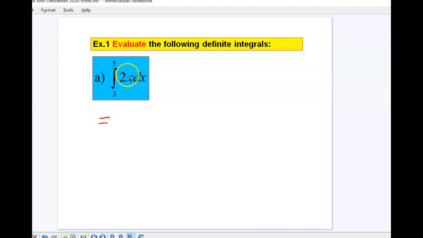So the first thing I want to do is find the integral of 2x. So basically, what function, when I take the derivative, do I get 2x? Well, here's how we do the integral. We basically have this as our integrand.